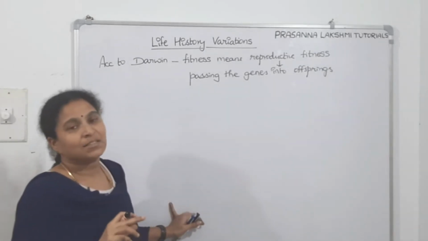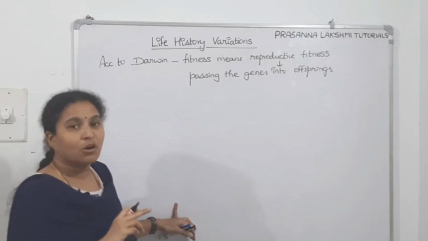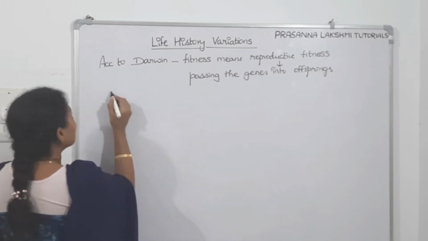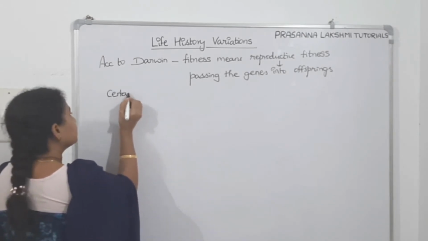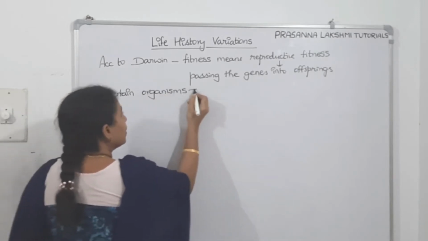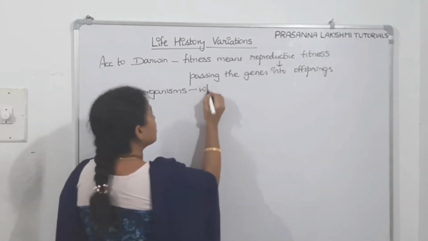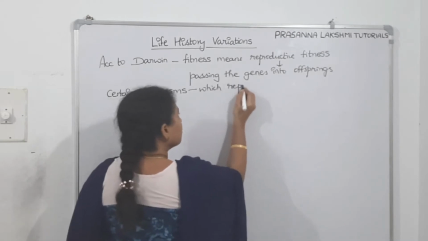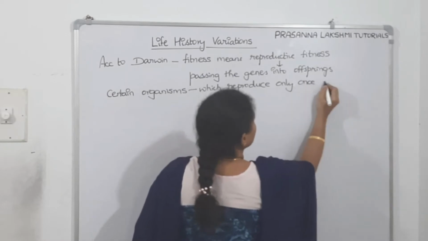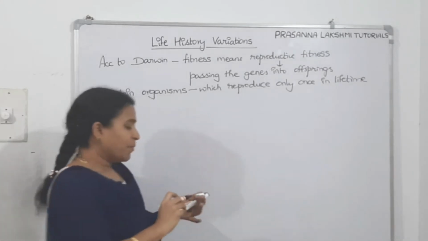Now, on which factors does it depend? If you see, they are talking about reproduction, and they are talking about the lifespan of an organism. Now, in life history variations, there are certain organisms which reproduce only once in their lifetime. What are such organisms called?